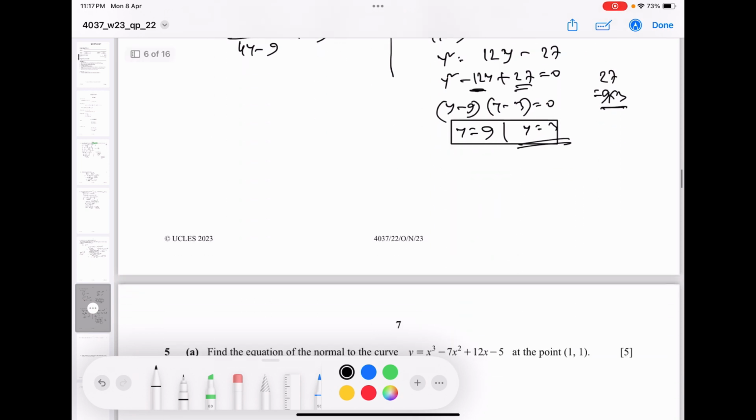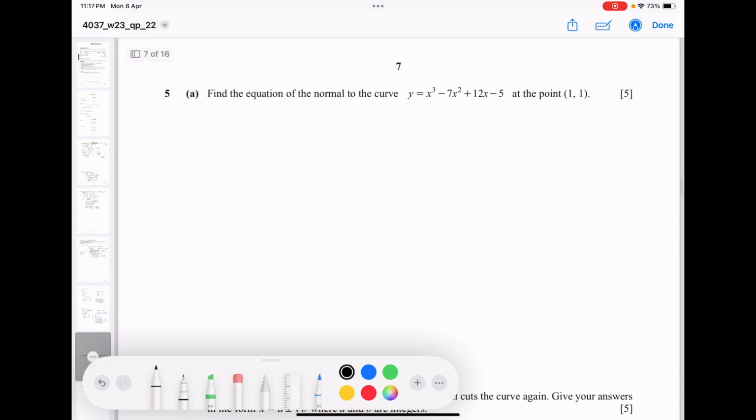Okay, let us come to question number 5. Find the equation of the normal to the curve y equals this one. We know the equation of the normal is y minus y1 equals minus 1 over dy/dx times (x minus x1), and (x1, y1) is given. Let us first find dy/dx by differentiating.